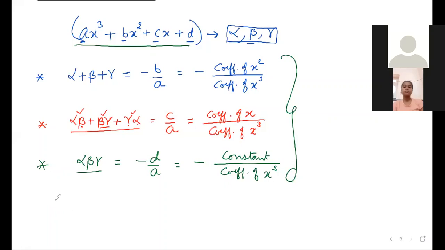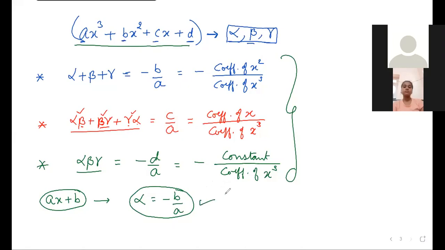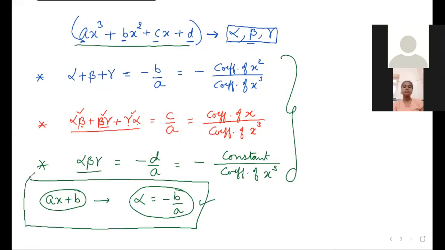And of course, the linear polynomial you might remember, which we had done earlier, ax plus b. Then there is only one root there. Say it is alpha, and it is always equal to minus b upon a. This is the relation for a linear polynomial. And quadratic, we have just done it. So these were the relations which are there.